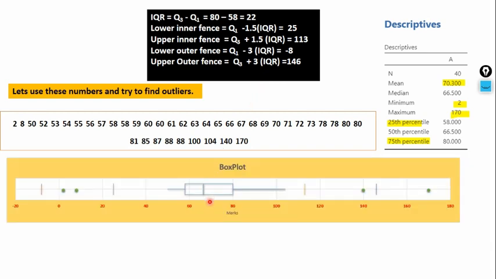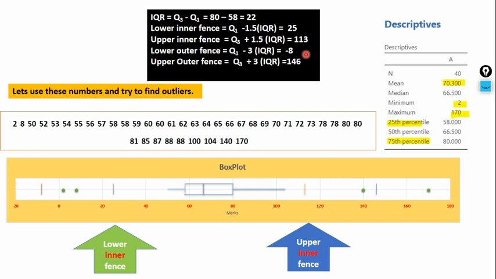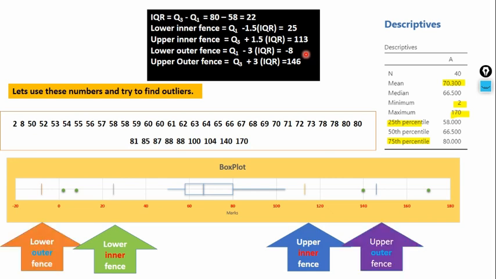If I draw a box plot, a graph, here you can see a box. This box shows the 5 summary measures. This line is the median, this line is Q1, and this is Q3. This is the lower inner fence that we have calculated, and this is the upper inner fence. This is the lower outer fence and this is the upper outer fence.